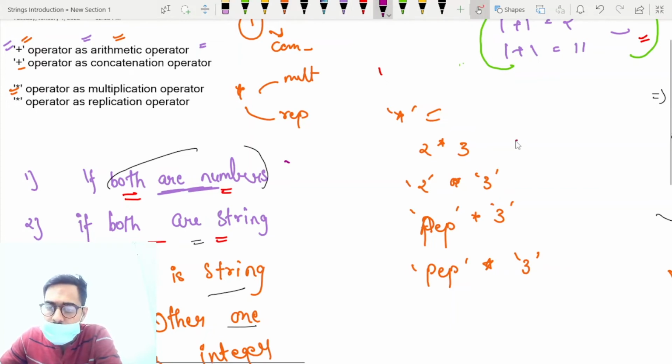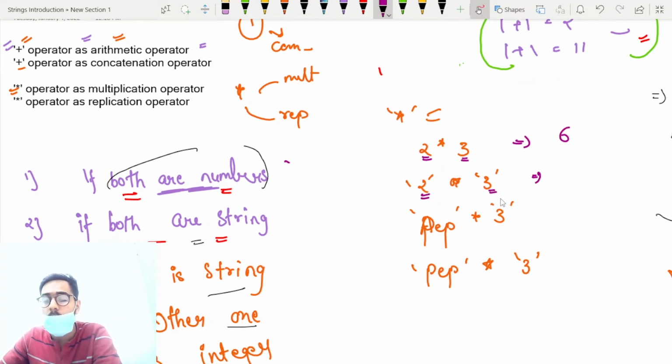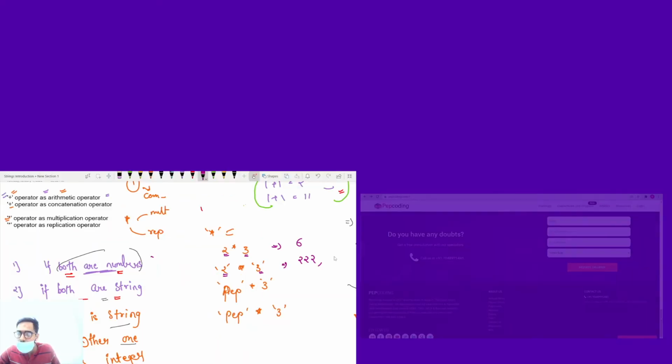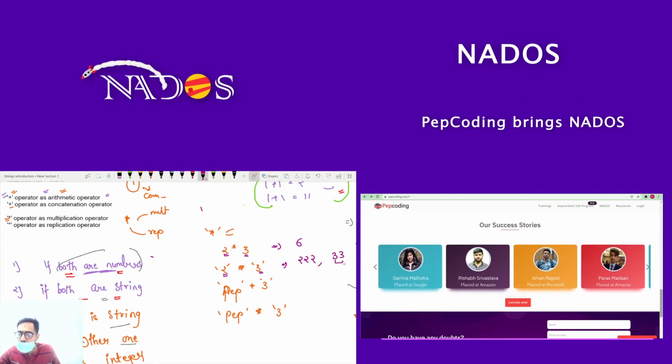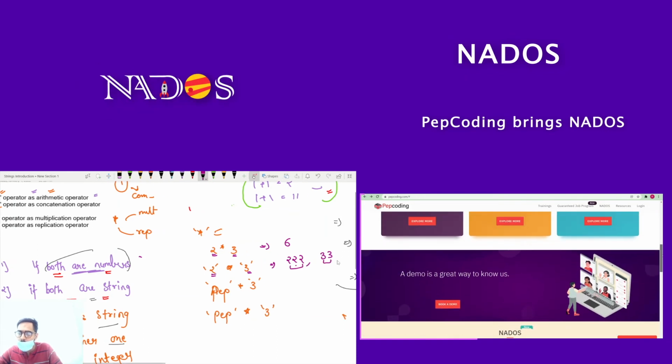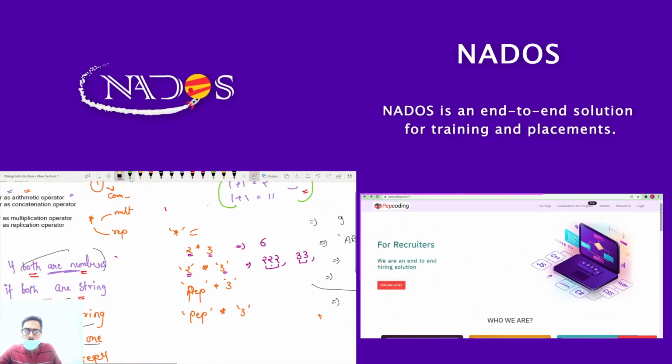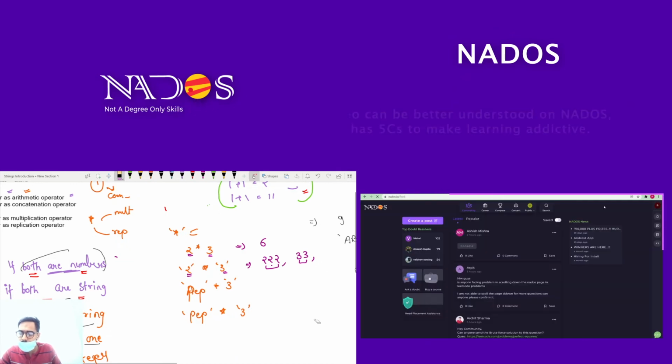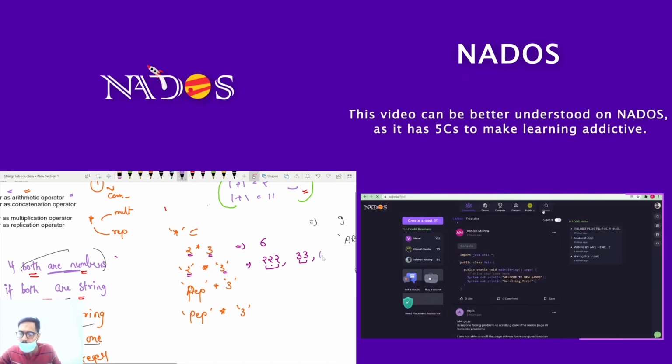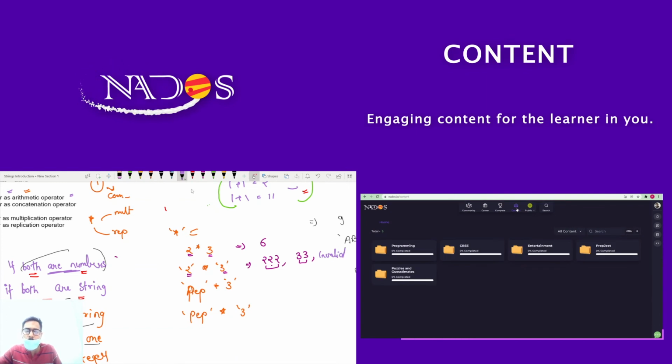So let's analyze the first line. 2 is an integer, 3 is an integer. We know it will perform basic multiplication, that is 6. 2 is a string, 3 is a string. What will be the output? Will 2 get repeated thrice, or 3 get repeated twice? Or invalid? What will be the output?